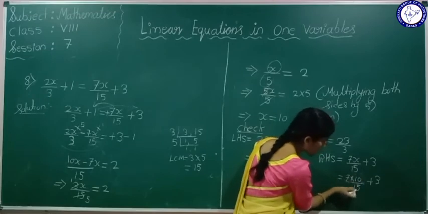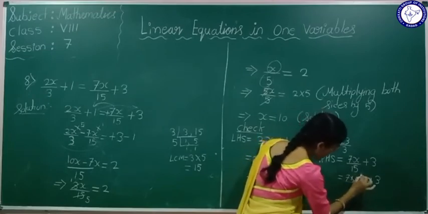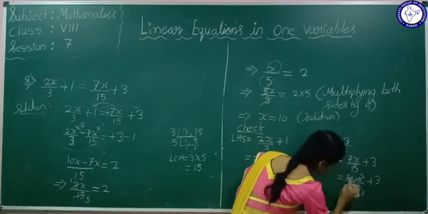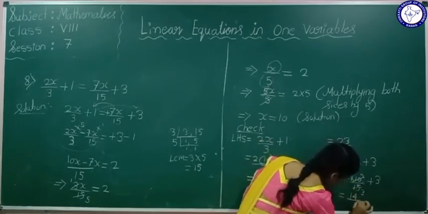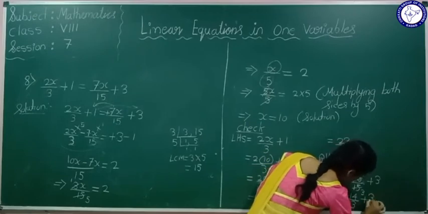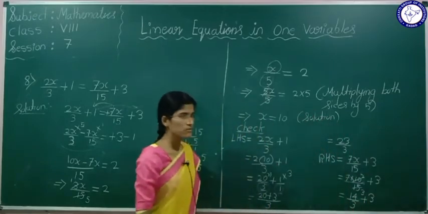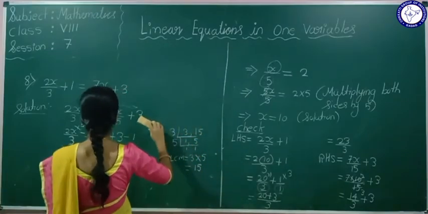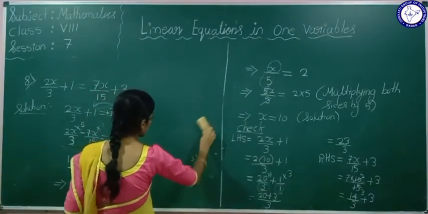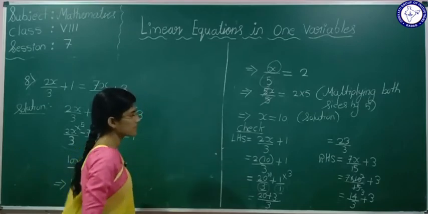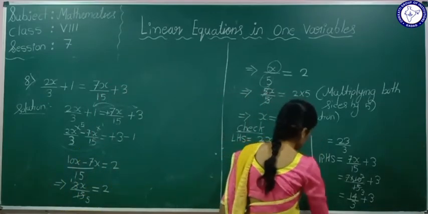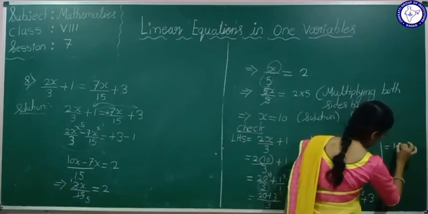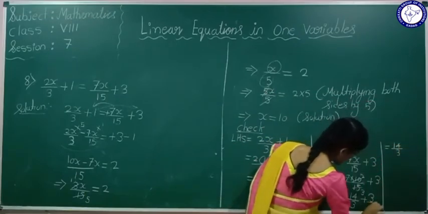Okay. To make our calculation easy, we will cancel here. 5 2s are 10. 5 3s are 15. So what is it? 7 2s are 14. 14 by 3 plus 3. What is 14 by 3 plus 3? We will write here only. It is 14 by 3, and nothing is there means 1 will be there.